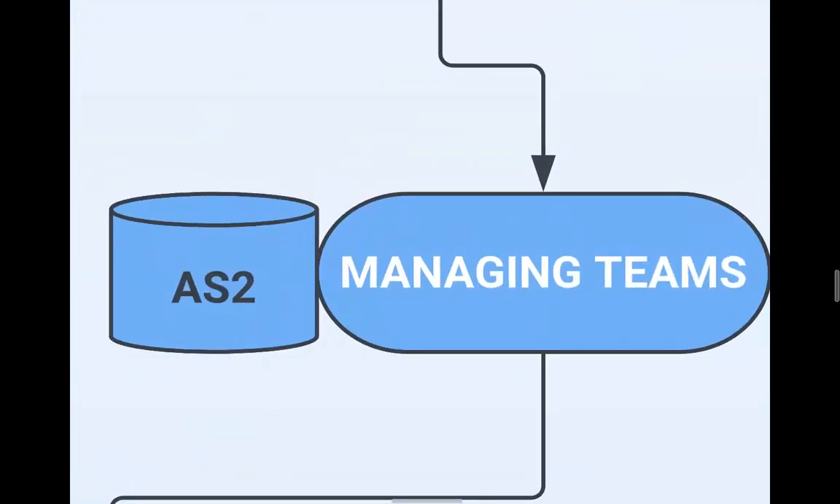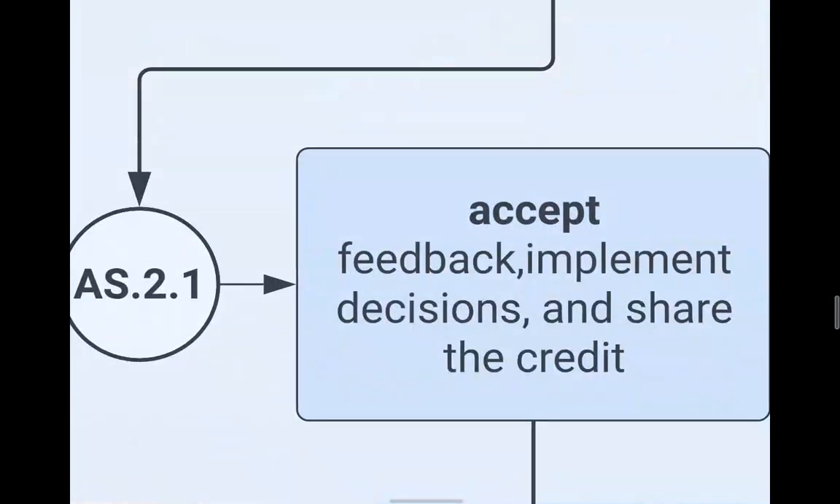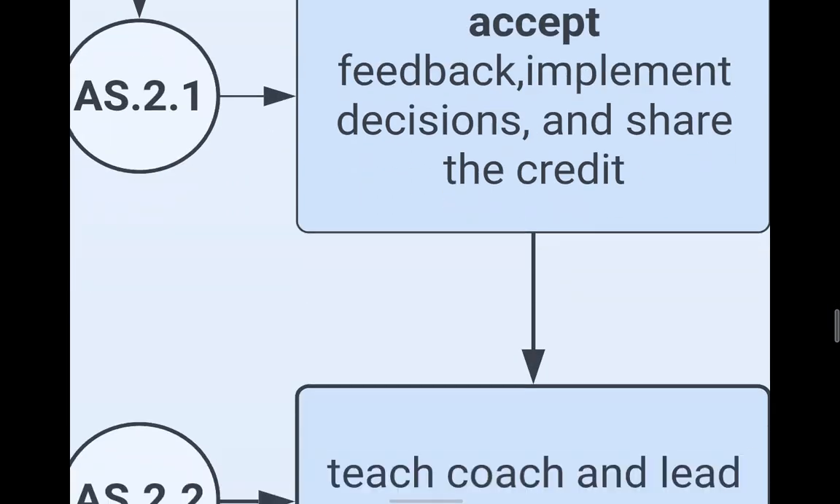Let's go to focal point 2, managing teams. The networking has a focal point for teamwork and project management, and it's easy to get those mixed up. But this one is about the management of teams. It has a lot to do with feedback. As you can see, AS 2.1 is accepting feedback, implementing decisions, and sharing the credit. So accept is in bold because AS 2.3 is about providing feedback to differentiate between those two.